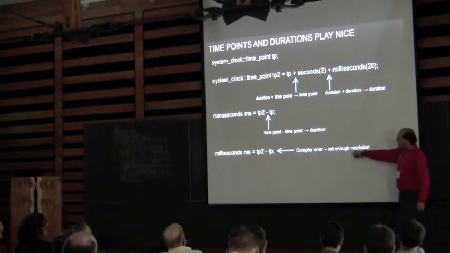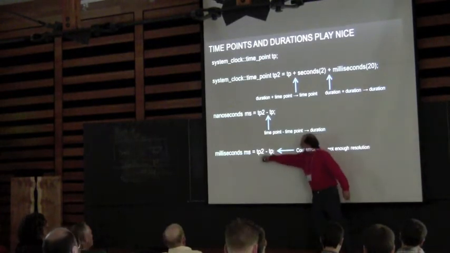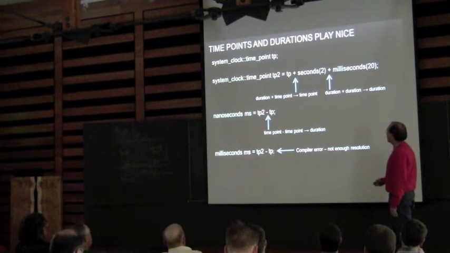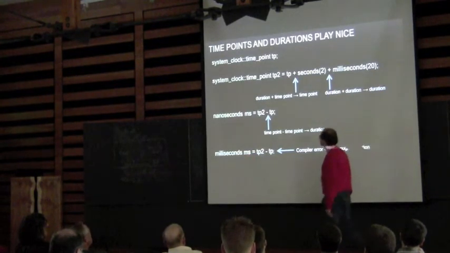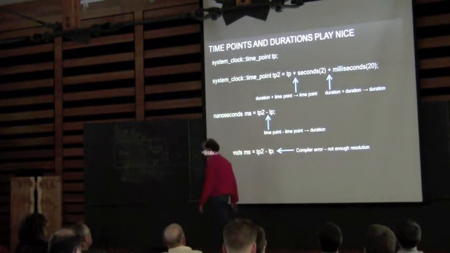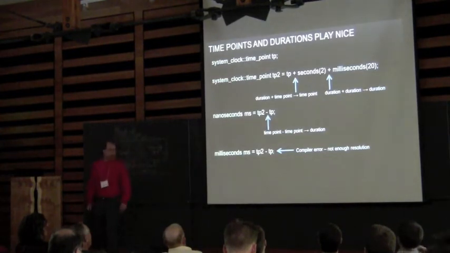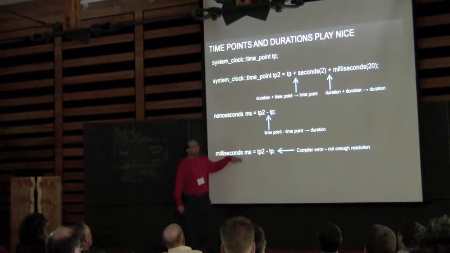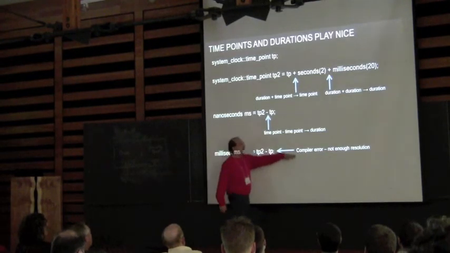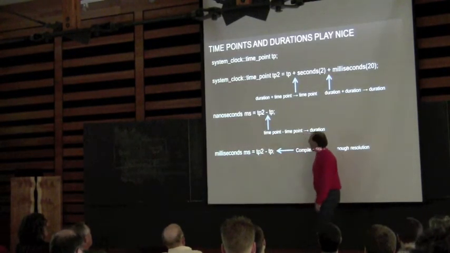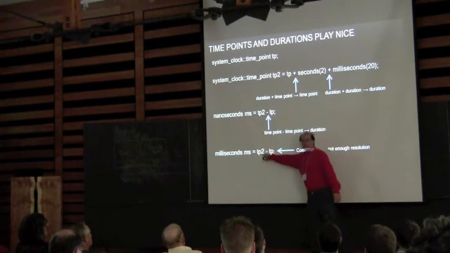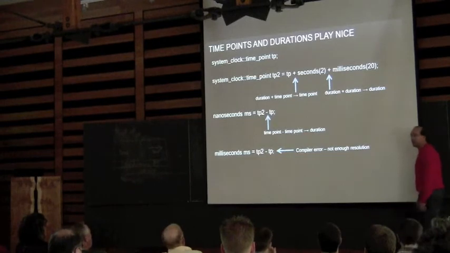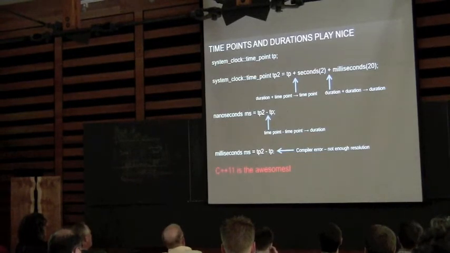So what if I do this? I'm trying to assign it to milliseconds here instead of nanoseconds. Of course, I'm trying to assign it to the same type, but never mind that. The same variable name. But this actually will give you a compiler error about not enough resolution. And the reason for that, actually, is that this time point is of higher resolution than milliseconds. And there's a way I can get around this if I really want to, but that is the fact.